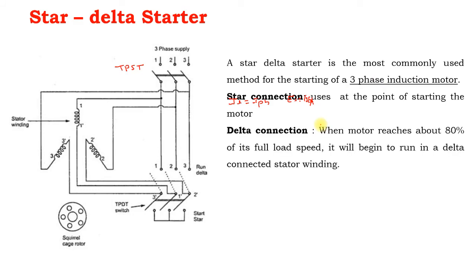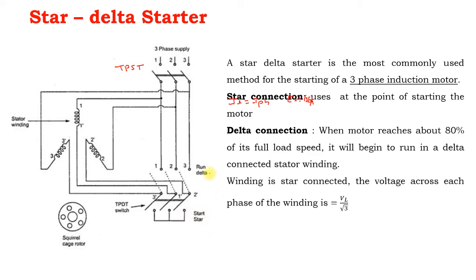The moment the motor starts rotating and reaches 80% of its full load speed, the TPDT switch changes from star connection to delta connection. In the delta connection, we know that IL is equal to root 3 times IPH and EL is equal to EPH. That increases the current. Due to the increased current, the speed also increases. Therefore, star delta starters are required to start three-phase induction motors in safe condition.